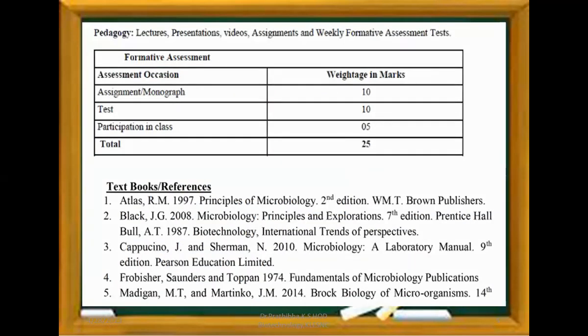In the practical examination, you are writing for 25 marks. And in practical, you also have IA marks for 25. So the practical examination is for 25 and the internal assessment marks is 25. For the practical IA marks, I'm giving 10 marks for the assignment, 10 marks for the test, and participation in the class or attendance 5 marks. So that is a total of 25 marks for internal assessment and 25 marks for the practical examination.